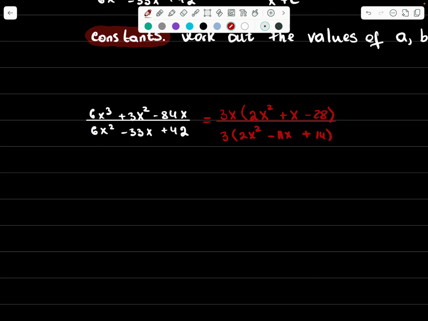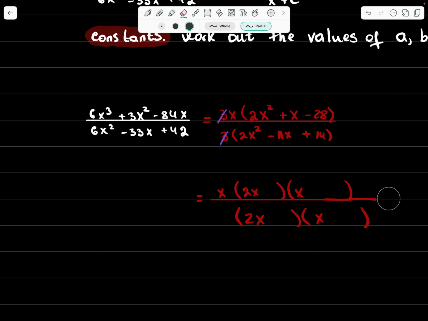So all you've got to do now is, you can actually already simplify the 3's. You can write the x. All you've got to do is factorize 2x squared plus x minus 28. There will be a 2x and an x. We are going to figure out what we need to write there, and also there will be a 2x here. There will be an x here as well.